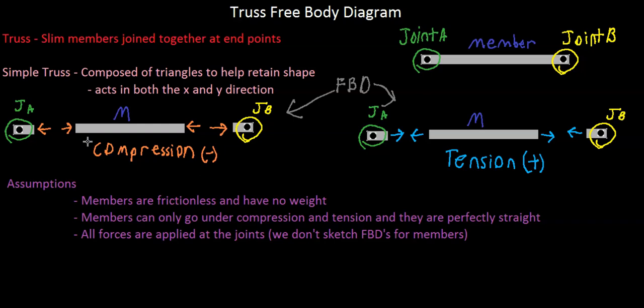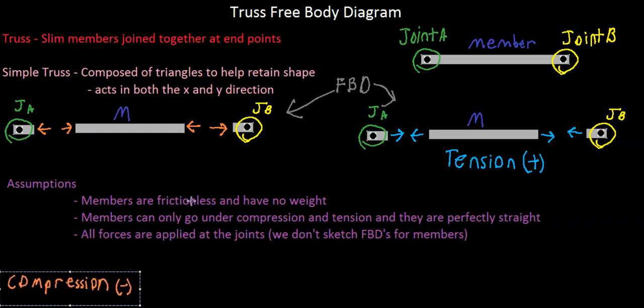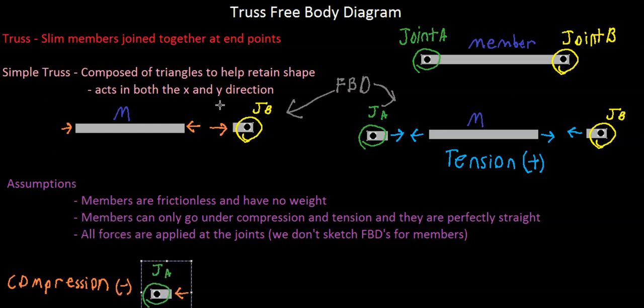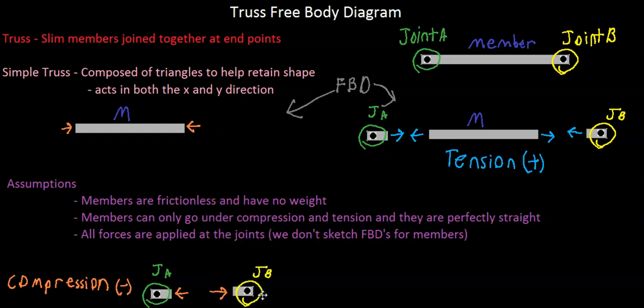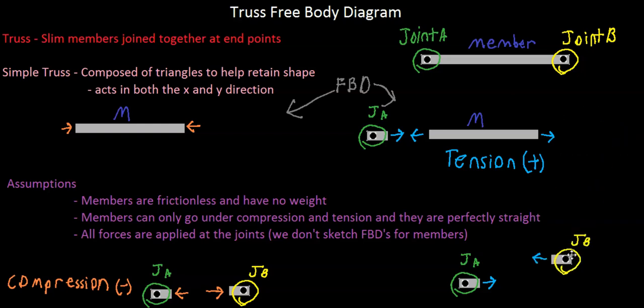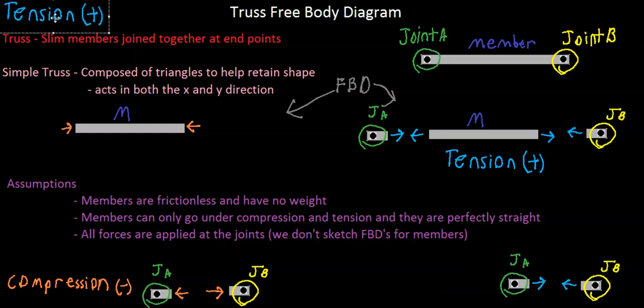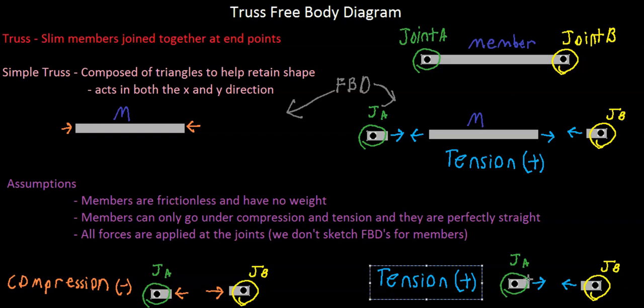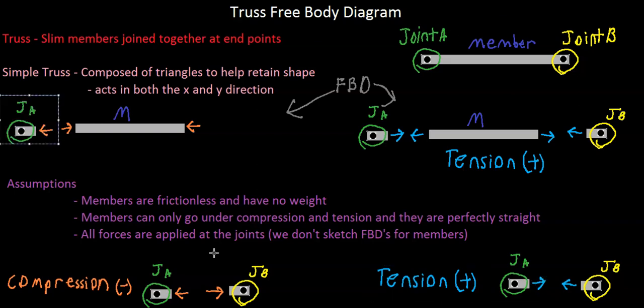So what does this mean? Well, if I wanted to sketch compression for a truss, I would only draw the joints themselves and the forces acting on them. This is what my free body diagram would look like for compression, with my joints being pushed outward. We wouldn't draw the members at all. And likewise, for tension, we wouldn't draw the members at all either. We would just draw the two joints being pulled inward by the member. And without the member, this is what joints under tension look like.